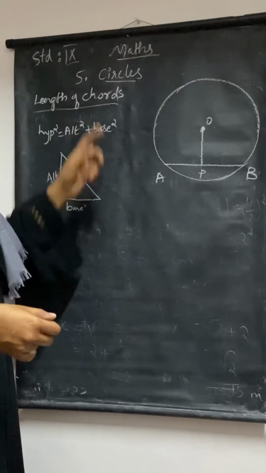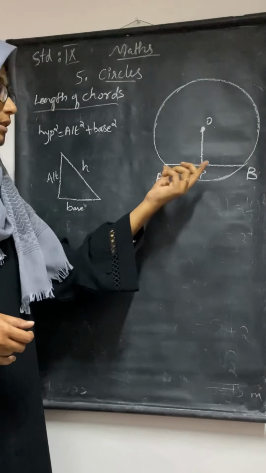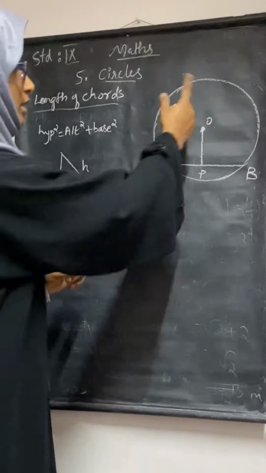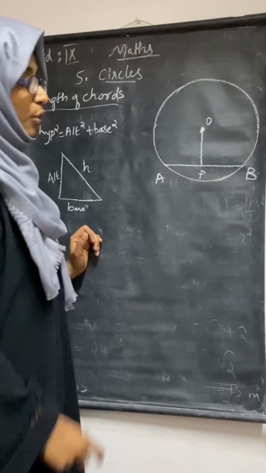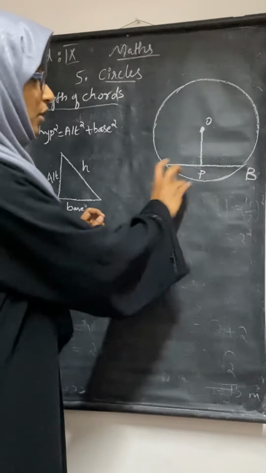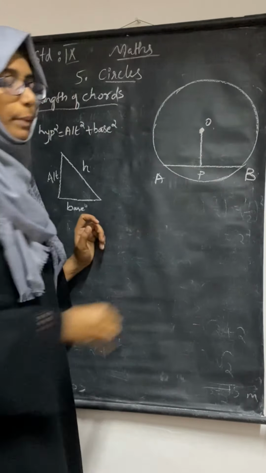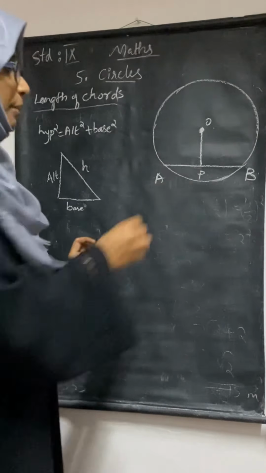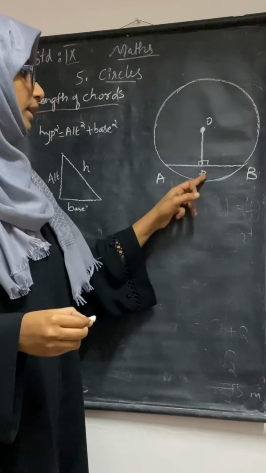Next topic, length of chords. Length of chords means, given a chord, you have to find out its length. You can see here one circle and one chord AB given. If you want to find out that length, how to find it, that is what we are going to see here. For that chord, from the center we are going to draw a perpendicular line like this. Perpendicular means you know that 90 degrees will come here. Another point I can take as P.